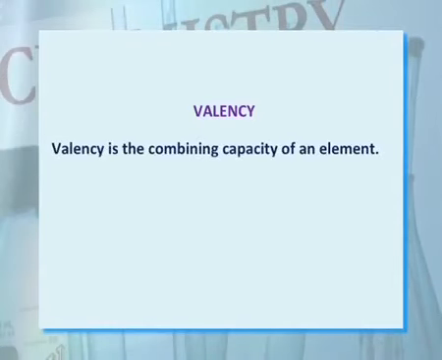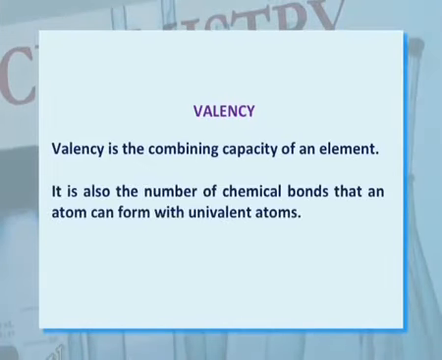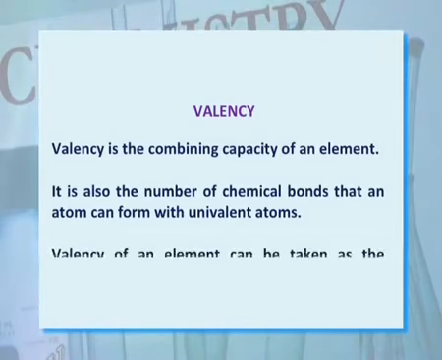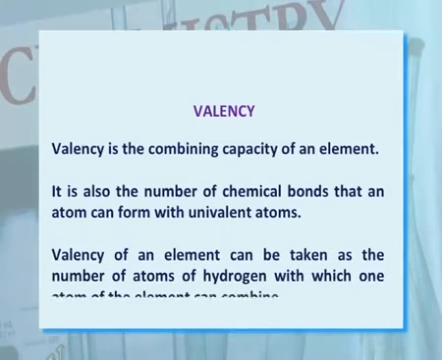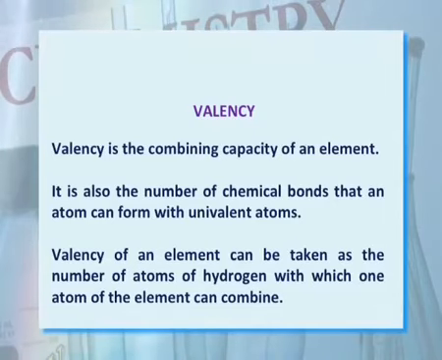Now, the next important term is valency. Valency is the combining capacity of an element. It is also the number of chemical bonds that an atom can form with univalent atoms. The valency of an element can be taken as the number of atoms of hydrogen with which one atom of the element can combine.